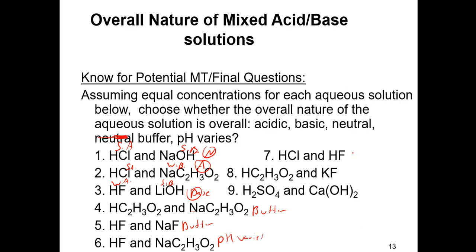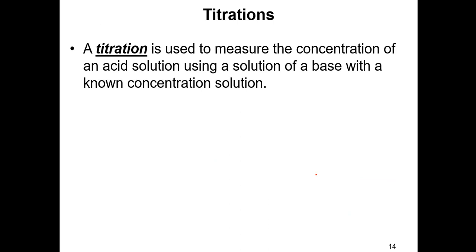Let's do the other ones. We have an acid and acid. Go figure. That's going to be acidic. Weak acid and a weak base. That's going to be pH varies because they have different conjugate pairs. And then a strong acid, strong base. This is going to be neutral. So make sure to practice those problems. So testing you on that.